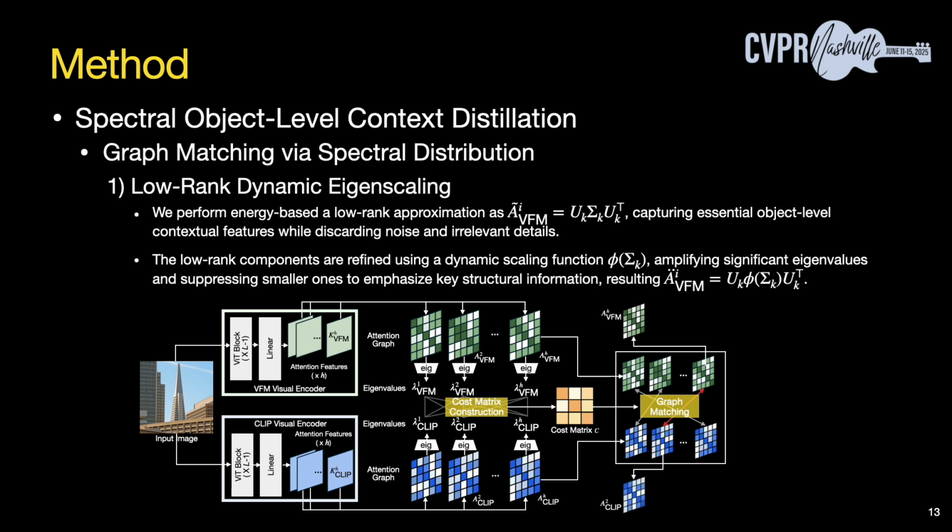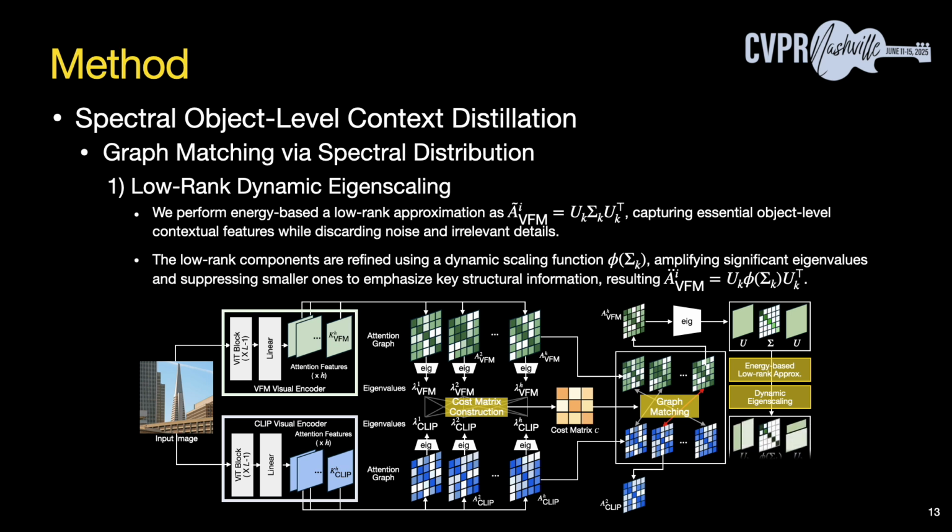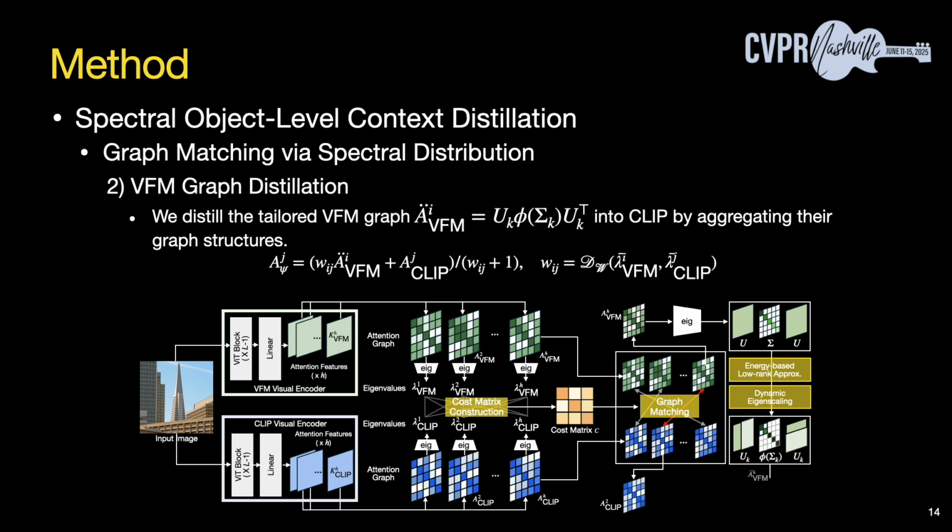Since VFM represents patch-level information, it needs to be transformed to emphasize object-level representation. To achieve this, we perform energy-based low-rank approximation to preserve essential object-level contextual features while discarding noise and irrelevant details. Additionally, we propose dynamic eigenscaling, further emphasizing critical structural information, particularly object-level context features. This facilitates the transformation of VFM's patch-wise representation into object-level representation. After transforming the VFM graph into object-level context, it is distilled into CLIP.